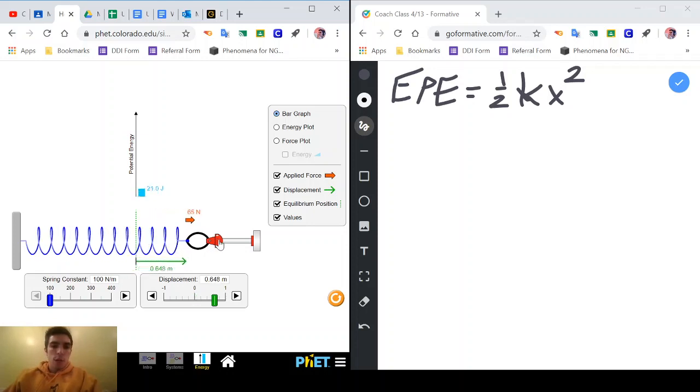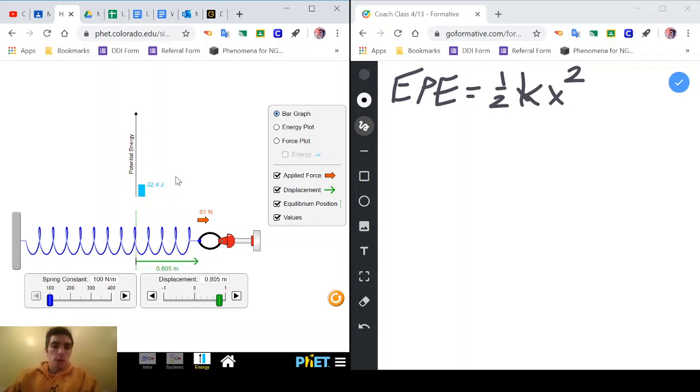If I want to know how much energy is stored in this spring, I can just look up here at this elastic potential energy little bar graph, and right now it's telling me that I have 32.4 joules of energy stored within this spring now that we've stretched it to 0.805 meters, and we've got a spring constant of 100 newtons per meter.